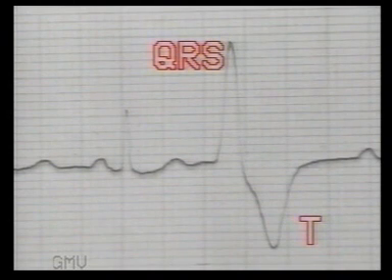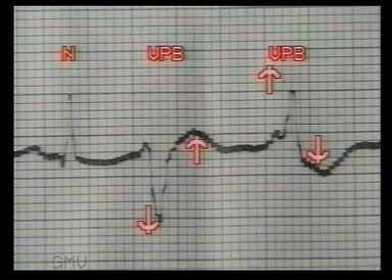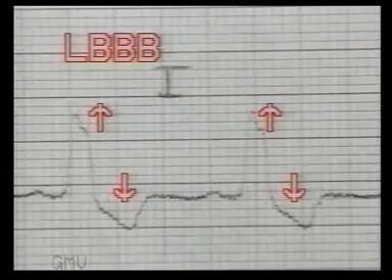This is a ventricular premature beat. Note the wide QRS complex and inverted T wave. In this strip, we see multifocal ventricular premature beats. The first beat is normal, and second and third beats are ventricular premature beats. Note that the T wave is opposite to the direction of the main QRS complex.